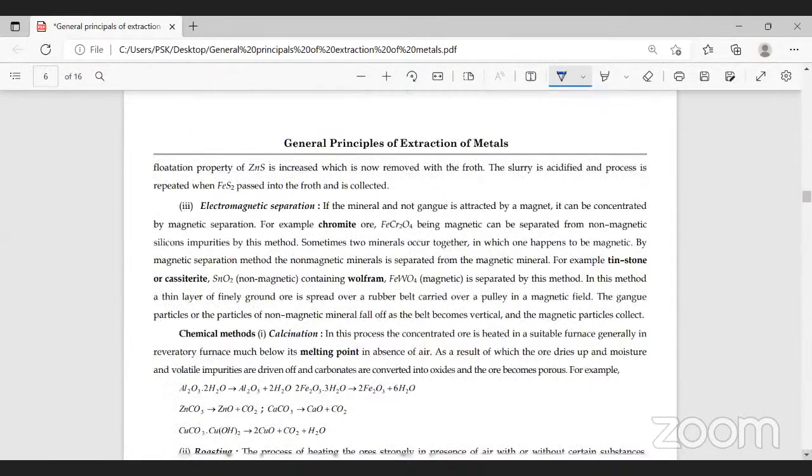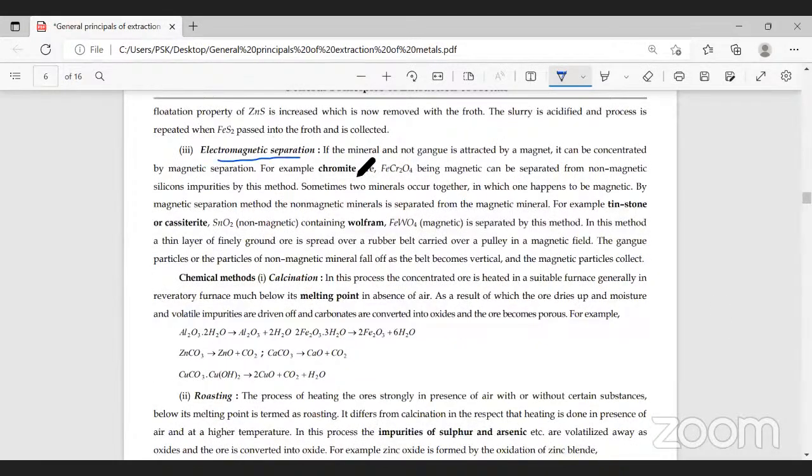Now, any one can be magnetic here. Electromagnetic separation: if the mineral and not the gangue is attracted by the magnet, it can be concentrated by magnetic-based separation. Chromite ore, FeCr2O4, being magnetic, can be separated from non-magnetic siliceous gangue, which is sand, by this method. Sometimes two minerals occur together in which one happens to be magnetic, the other non-magnetic. By the magnetic separation method, the non-magnetic material is separated.